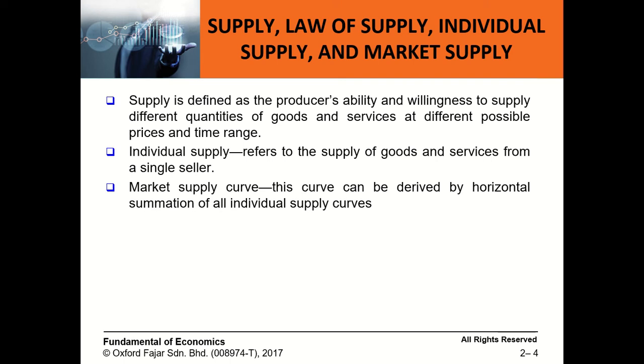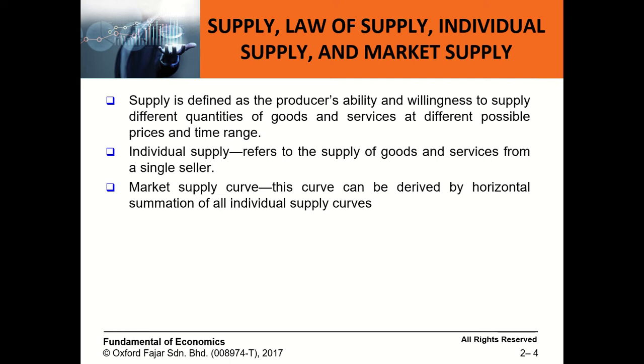Okay, now supply can be defined as the producer's ability and willingness to supply different quantities of goods and services at their different possible prices and time. All right, so the keyword here is willingness to supply, ability and willingness to supply, in contrast to demand, where we are talking about ability and willingness to buy. So here, if you have ability and willingness to supply, there must be a good and there must be a price. So different goods will come out with different prices.